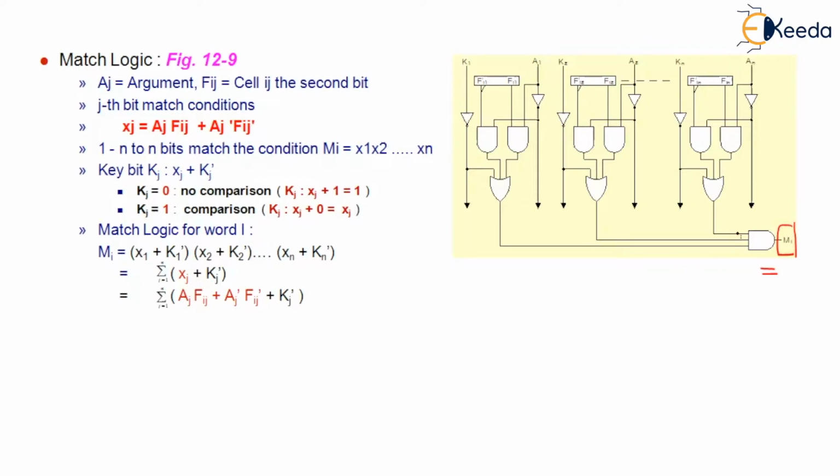So these are the three lines which are going to depict x1 plus k1 complement, x2 plus k2 complement, and xn plus kn complement. Each and every line represents one of these expressions: x1 plus k1 complement, the first line, x2 plus k2 complement, the second line, and xn plus kn complement, the third line.